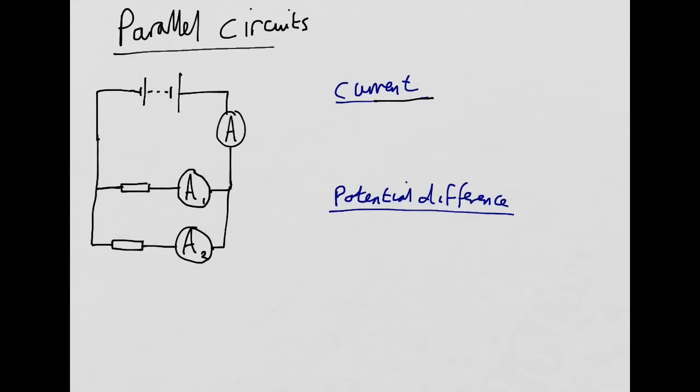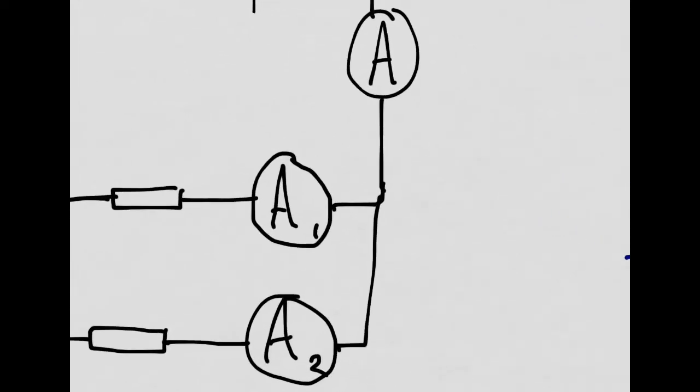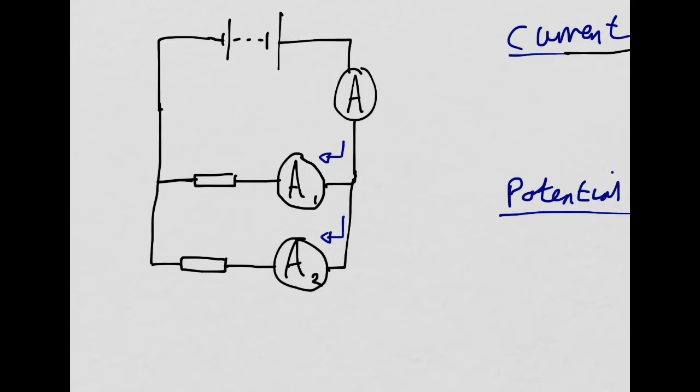There are two branches. You've got branch 1 with ammeter 1 on it, you've got branch 2 with ammeter 2 on it, and the electricity can flow either through branch 1 or branch 2. Let's think about how the current is going to behave. In a series circuit the current is exactly the same everywhere, no matter where you measure it. Well, it's not the same in a parallel circuit. It changes based on where you measure it.